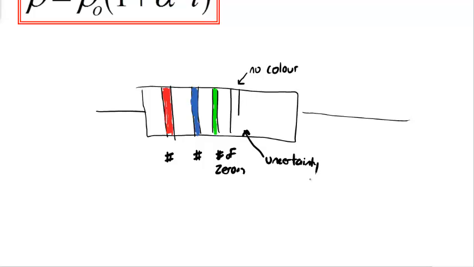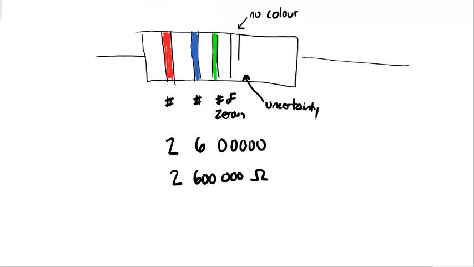To read a resistor like this, you have to look at your color code chart that you'll have in your notes, or you can look it up online. The first one is red, and red represents 2. The second color is blue, and blue represents 6. Now, for the number of zeros, we look up green. Green is 5, so you write down 5 zeros, 1, 2, 3, 4, 5. And so our resistance is 2,600,000 ohms.